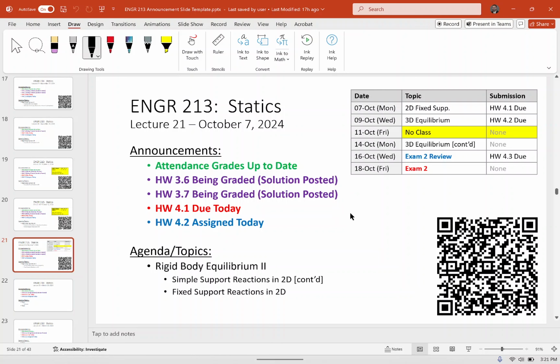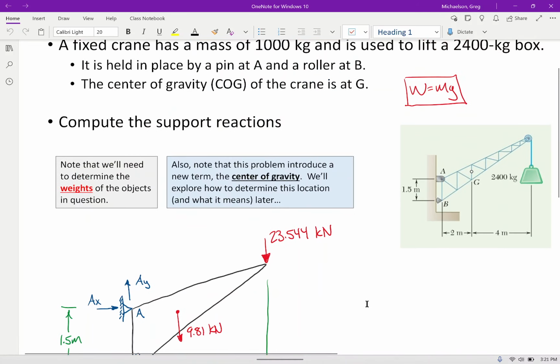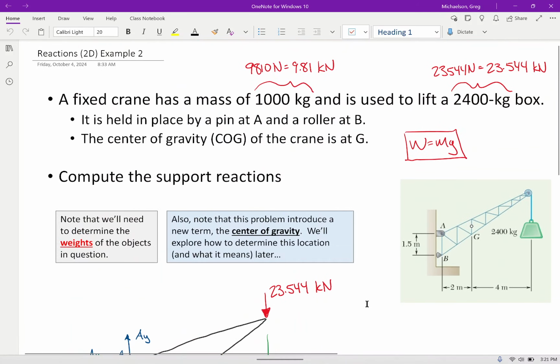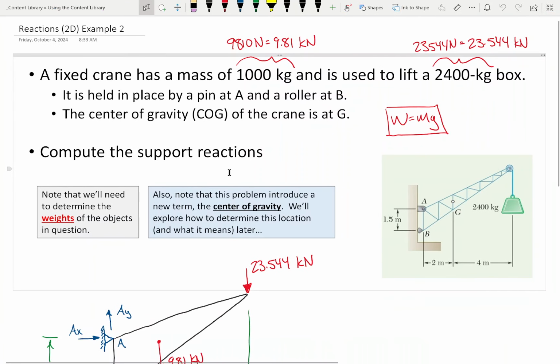So today, we're going to go back to rigid body equilibrium. We're going to continue the example that we left off with last time. Just to recap, we have a fixed crane here that has a mass of 1,000 kilograms and it's used to lift a 24 kilogram box. Right off the bat, we are converting the kilograms to a weight by using mass times gravity. Remember, gravity is 9.81 meters per second squared. We have a pin at A and then a roller at B.